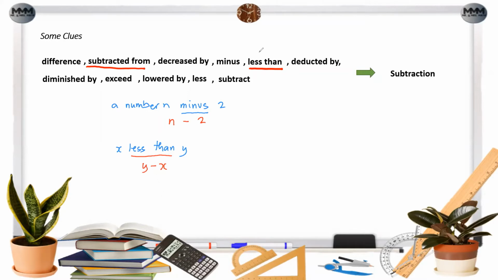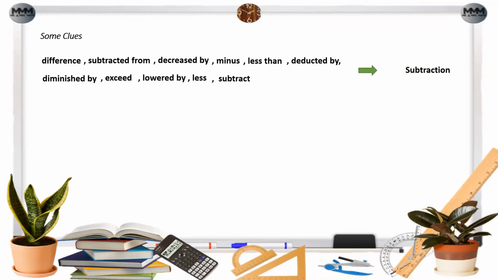Another one is for the phrase subtracted from. Say, for example, we have x subtracted from y. Again, to translate this verbal statement, when we have the subtracted from phrase, we will interchange the symbols before and after the phrase. So it is not x minus y, but it is y minus x.